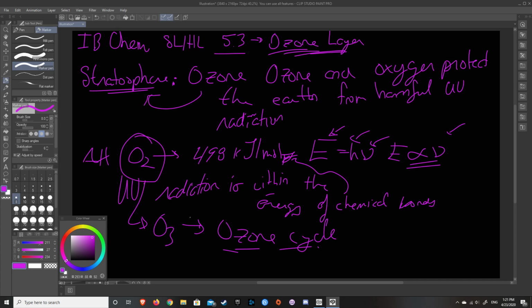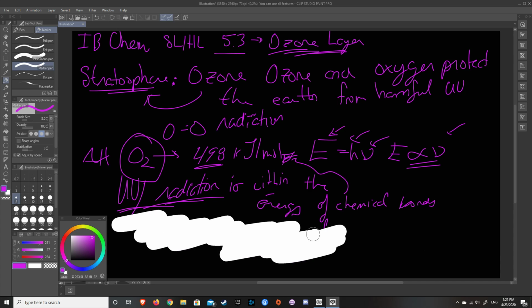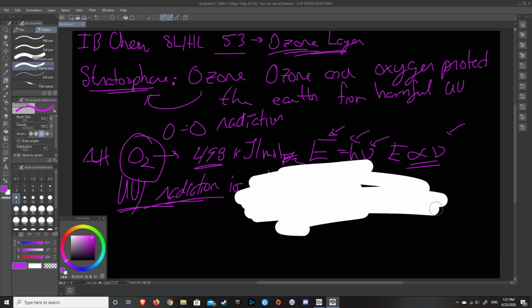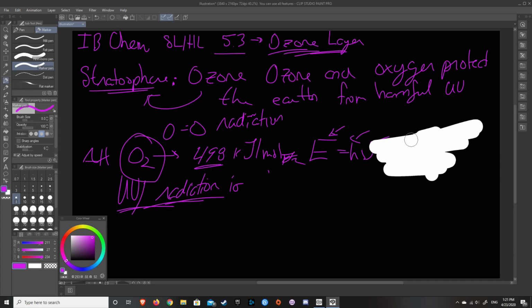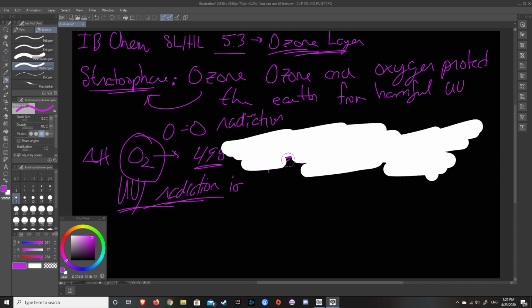I'm going to change colors because this is looking like one big wall of text. Basically, the UV radiation energy is similar to the energy contained in the bond of an O2 molecule, and similar to the energy contained within the bonds of an O3 molecule. And this is how nature protects the Earth. We're the ones tending to not protect the Earth; we're doing the opposite.